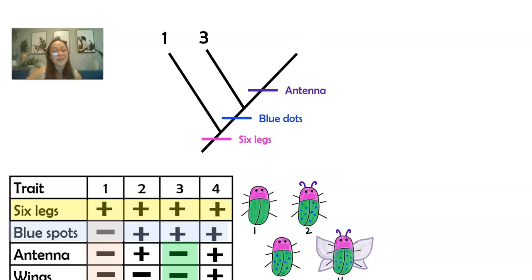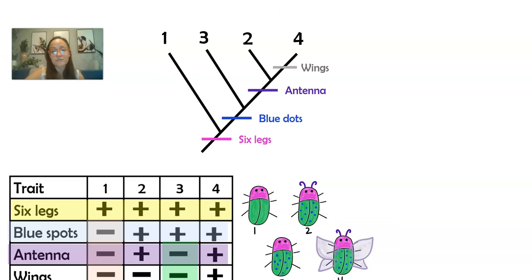That's in species 2 and 4. But then I noticed that species 4 is the only one with wings. Now, I just realized as I was talking that I didn't include this. Here I have traits that have all shown up in a species.